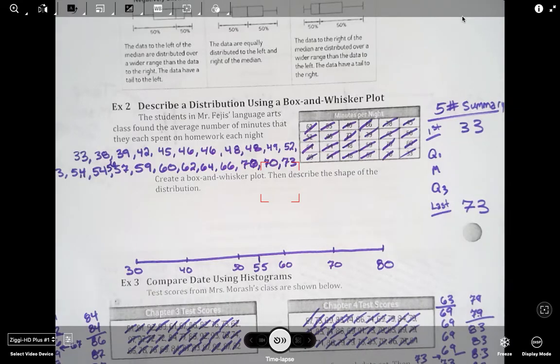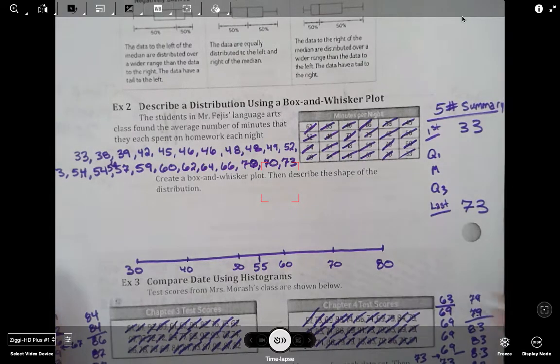So I choose a little bit beyond my first number, a little bit beyond my last number, and label it so that it's equal increments throughout. I don't want my 30s to all be shoved together. I'm just drawing basically a number line. We're going to put our box and whisker plot above this number line.